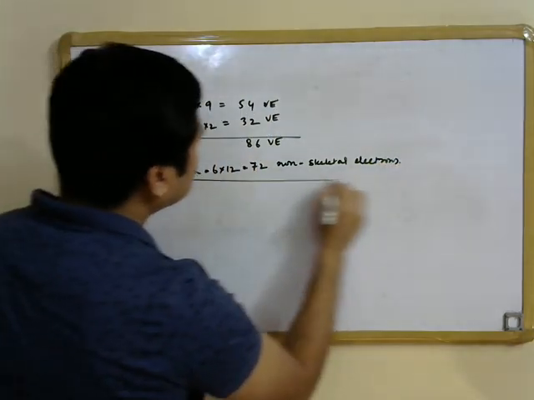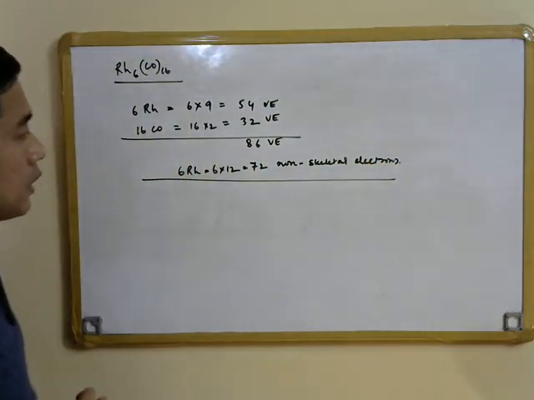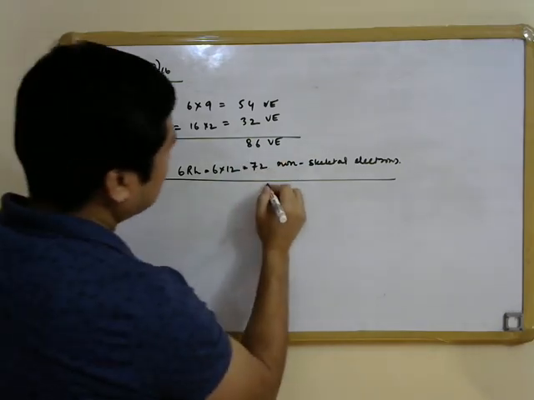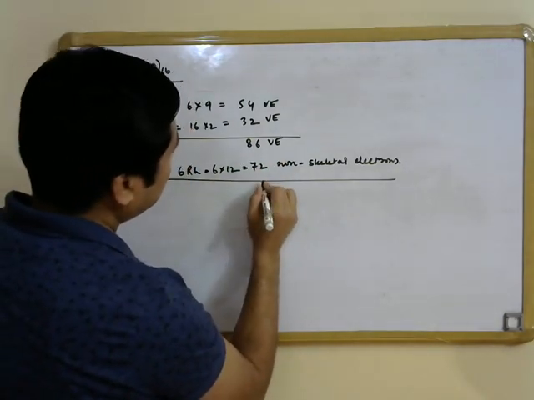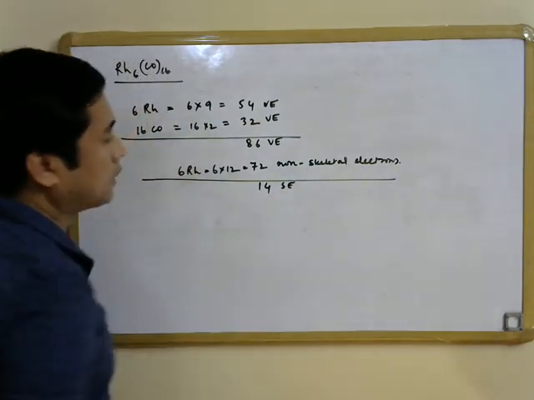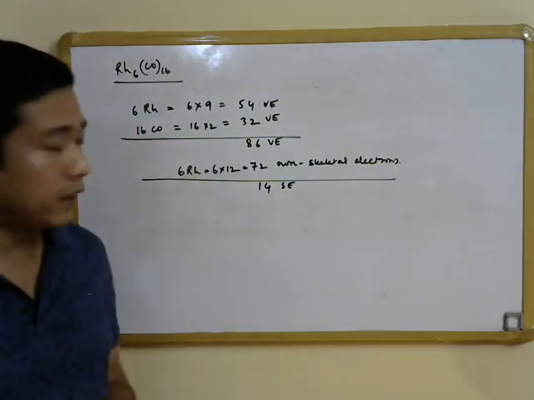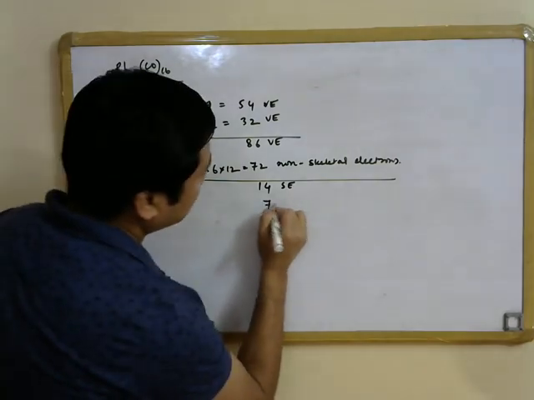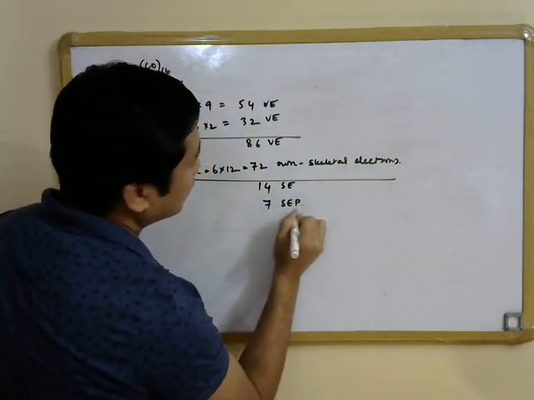So when we deduct these 72 non-skeletal electrons, what we have here is equal to 14 electrons, which are essentially skeletal electrons here, which translates into 7 skeletal electron pairs.